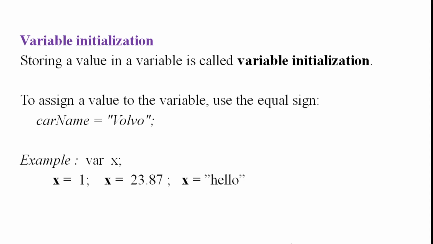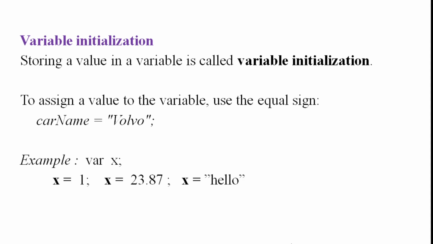Next one is variable initialization. In the previous slide, we declared just x. That's all. I didn't assign a value to that variable. For assigning a value to a variable, we have to write like this, where x equals 1, x equals 23.87, x equals hello. We can enter two types of data, either numerics or strings. Here I have taken both the values.